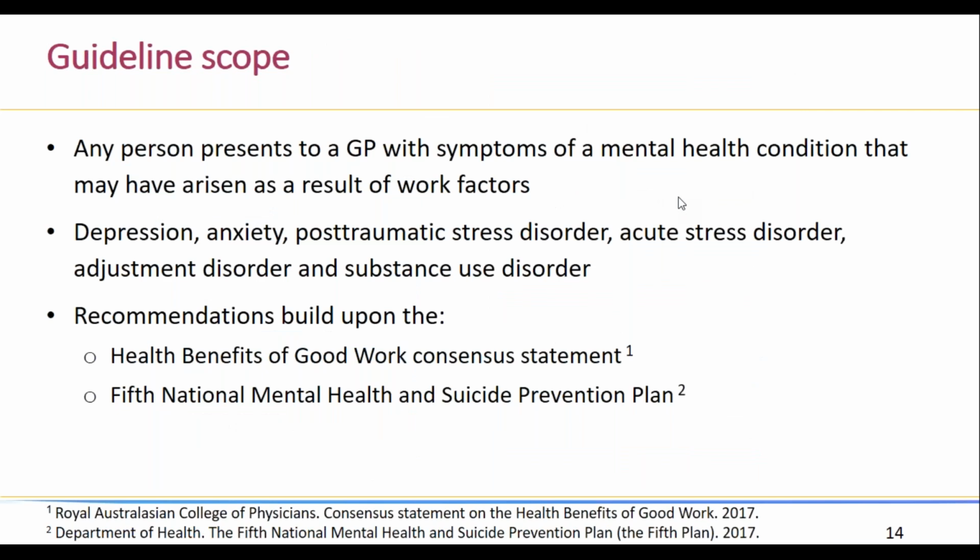And the guideline, in terms of its scope, is intended to be used in the treatment of any person who presents to a GP with symptoms of a mental health condition that may have arisen as a result of work factors. So it's not necessarily just those patients who have an accepted claim. And the conditions that are addressed in the guideline include depression, anxiety, post-traumatic stress disorder, acute stress disorder, adjustment disorder, and substance use disorder. And the recommendations, as I've mentioned, build upon the Health Benefits of Good Work Consensus Statement and the 5th National Mental Health and Suicide Prevention Plan.